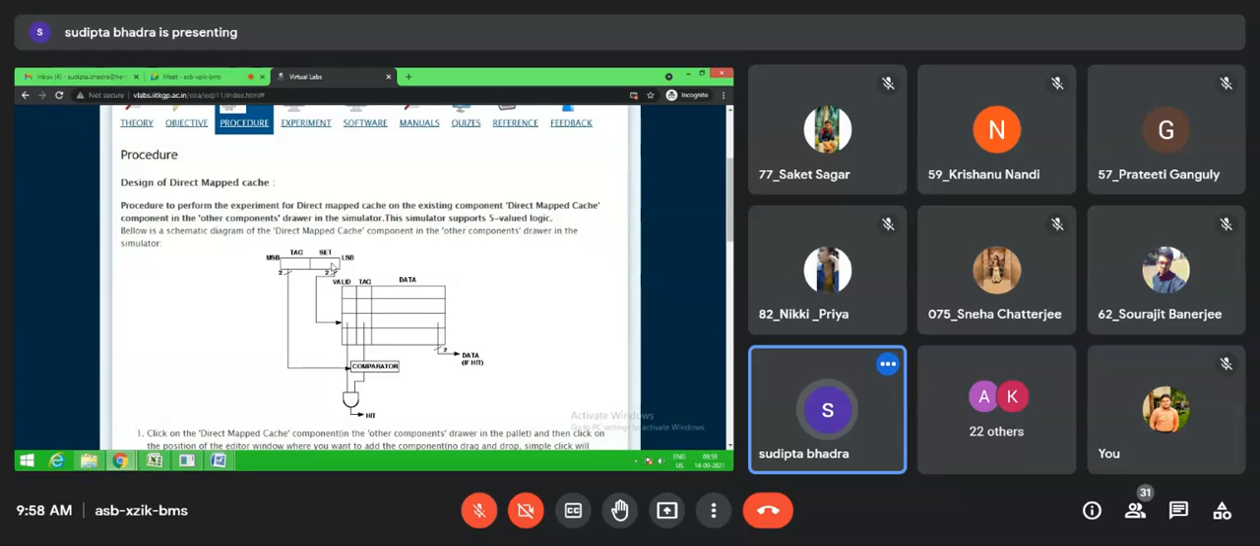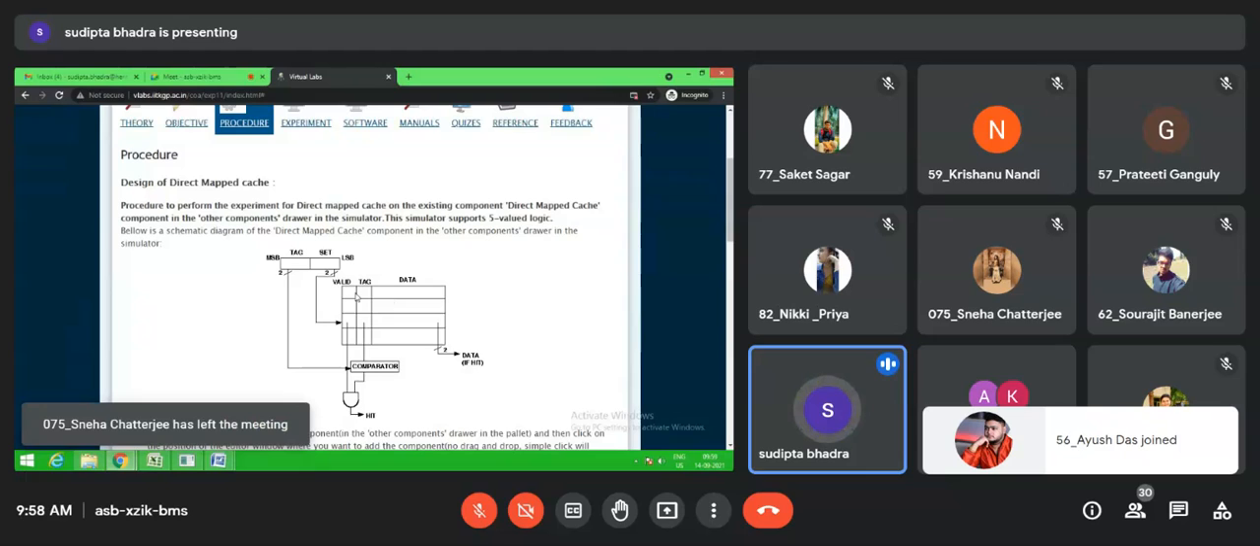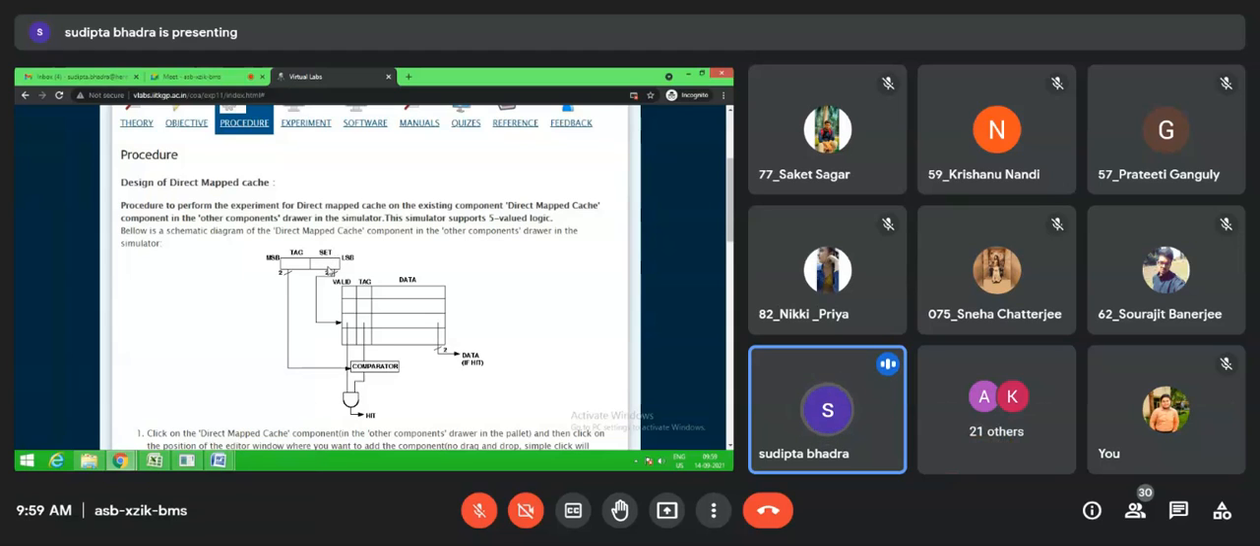The sequence is that first you check the set bits. There are 4 lines, 00, 01, 10, 11. From the set bits, you determine which line. Then in that line, the tag information will be there. You compare that tag information with the tag present in the memory address. If the comparison is 1 and the valid bit is also 1, then there is a hit. If it is a hit, then you read the data from that particular line.